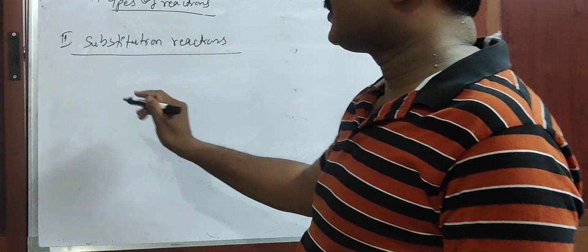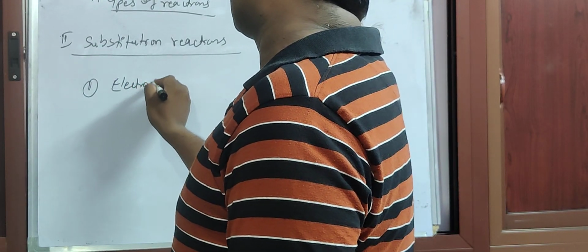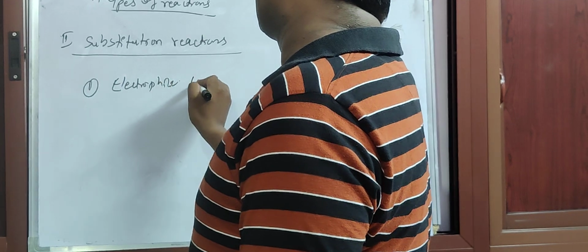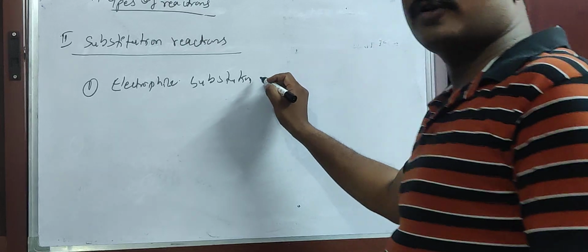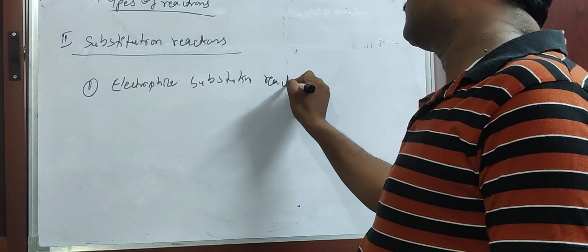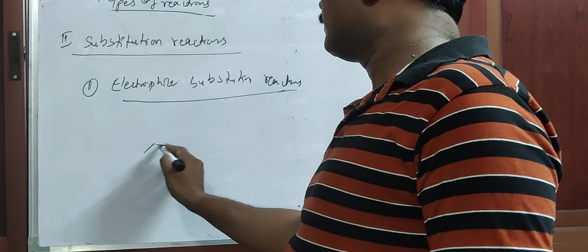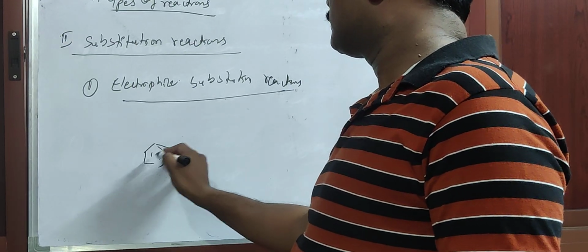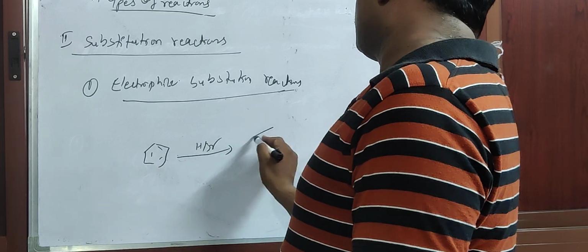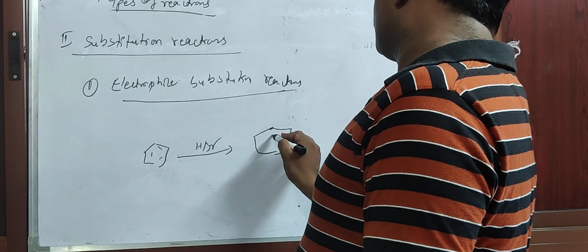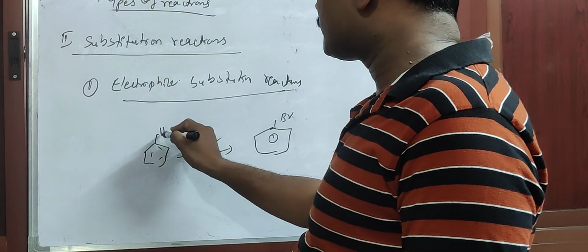Substitution reactions are also of three types. First, electrophilic substitution reactions. If we take, for example, benzene reacts with HBr, it will form bromobenzene. This is an electrophilic substitution reaction.